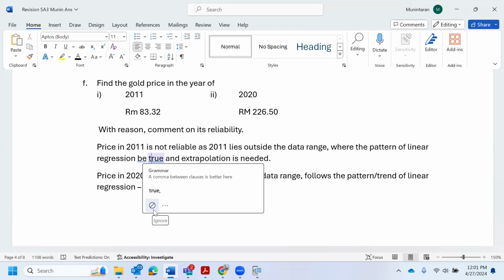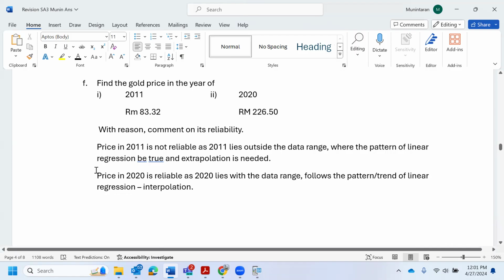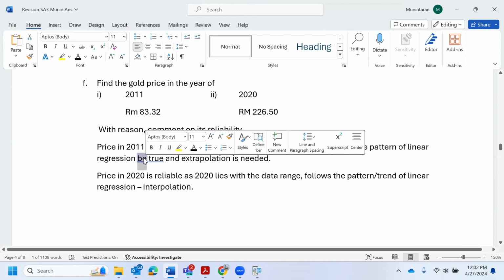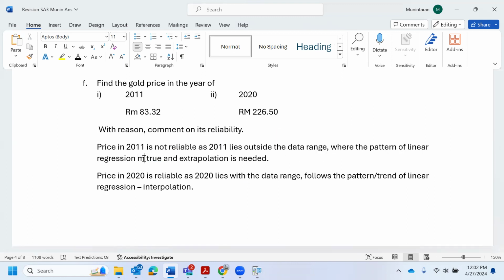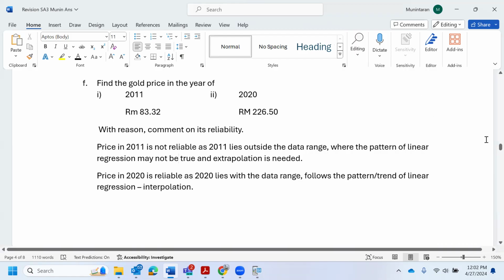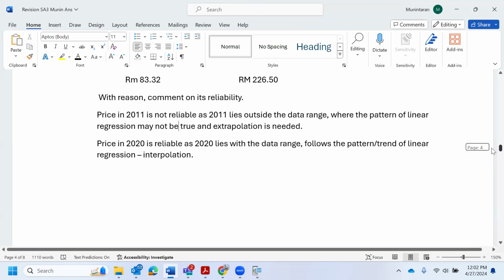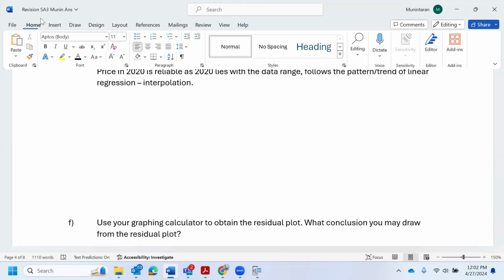Where the pattern of linear regression... Okay, I think I'm wrong here. What I said may not be true, or it simply doesn't follow. We do not know. All right, this is a very standard question.